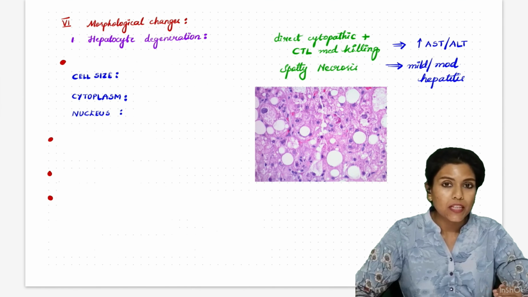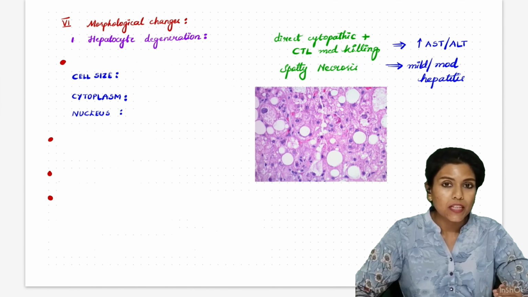The cell membrane will be intact. The cell will become shrunken. So in this histopath image, you find this shrunken cell. These are the shrunken cells. When you concentrate, these are the shrunken cells.